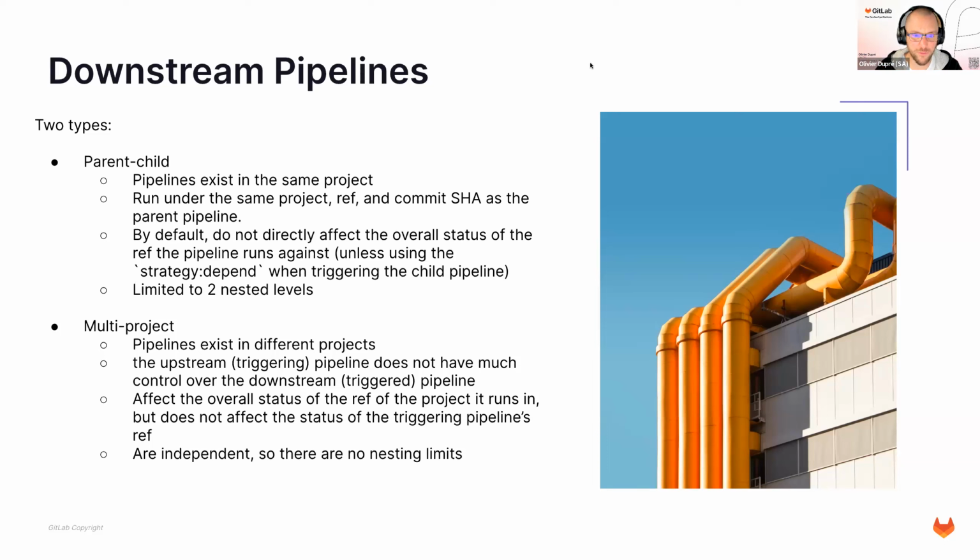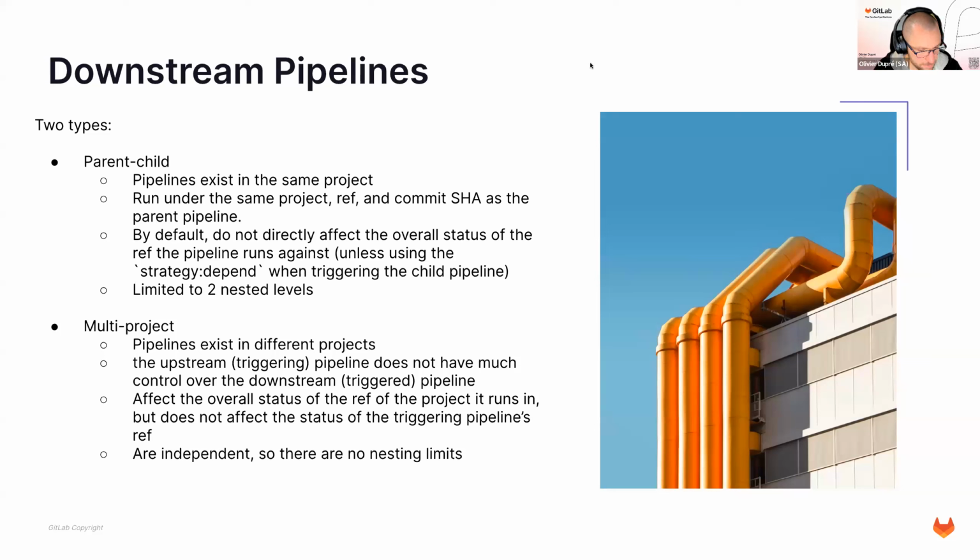Okay, and by default, the child pipeline lives its own life. So the main pipeline will finish, do whatever jobs it has, and the child pipeline will continue running until it ends. If you want to have a dependency between the child and the parent, you will have to use the strategy depend keyword.